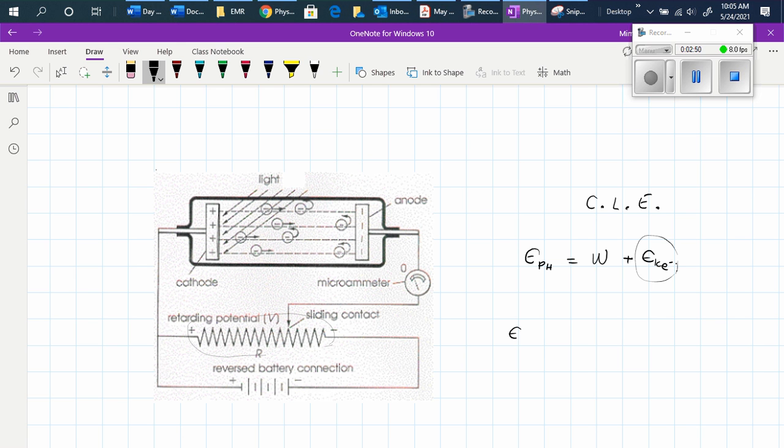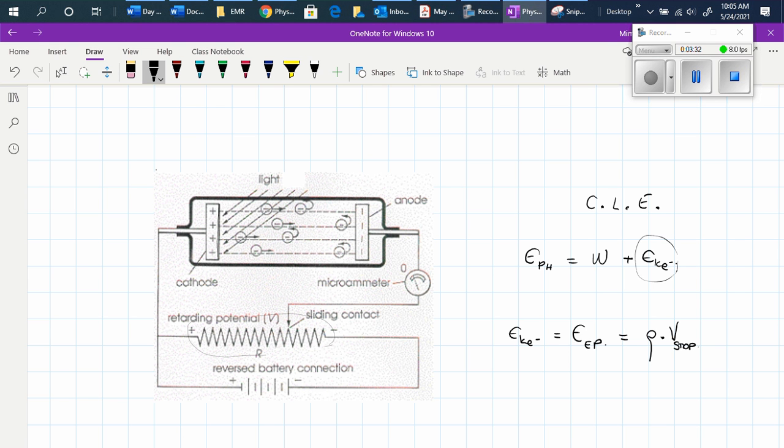Therefore, the kinetic energy that the electrons have has to be opposed by the electric potential energy between the two plates. This electric potential energy, which we know based on forces and fields, is equal to charge times the voltage difference, which now is stopping the electrons, and he calls this the stopping voltage.